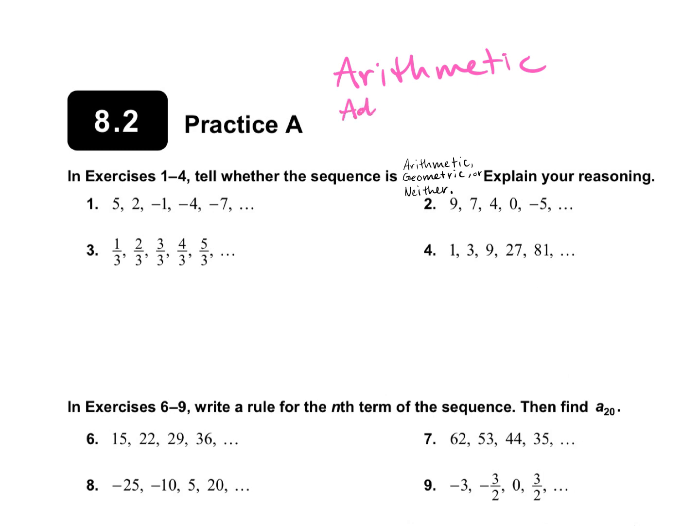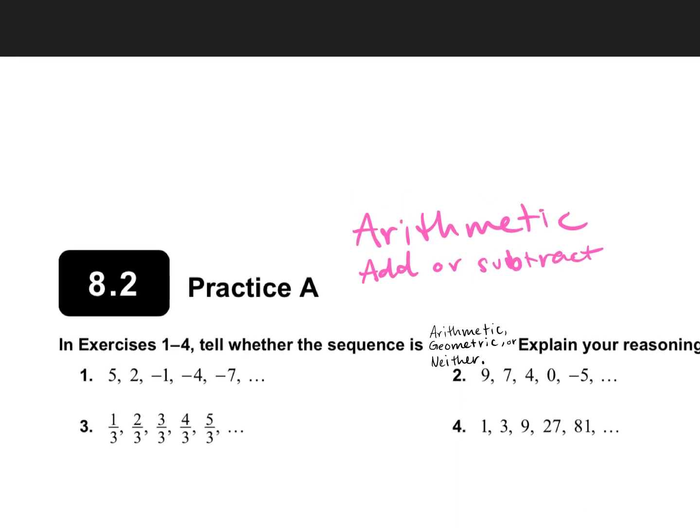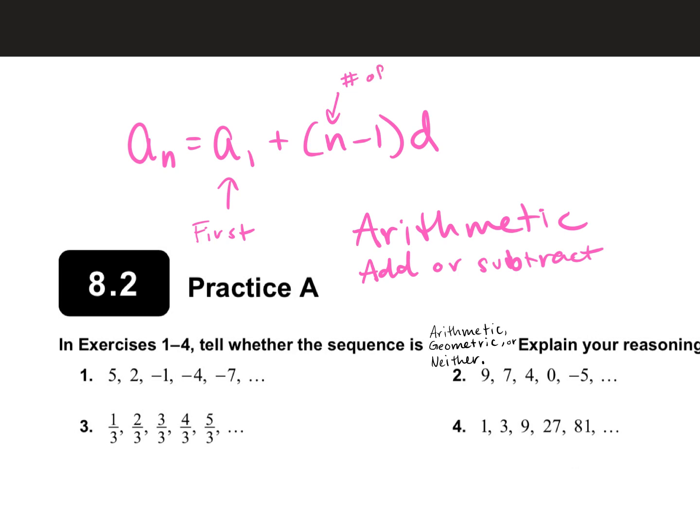Perfect. It has a pattern. We are adding or subtracting the same number, so a common difference. So our formula for arithmetic sequences is a sub n is equal to a sub 1 plus n minus 1 times d, where a sub 1 is what? The first term. N is the number of terms. So it's how many terms we have. And then what's d? The common difference. So that's going to be the pattern, what we're adding or subtracting to get from one number to the next.